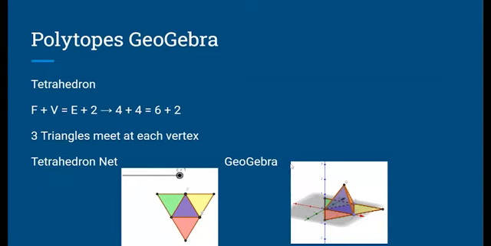Of the 5 platonic solids, the first that we will explore is the tetrahedron. The tetrahedron has 4 regular triangles that represent its faces, 4 vertices, and 6 edges. 3 triangles meet at each vertex.